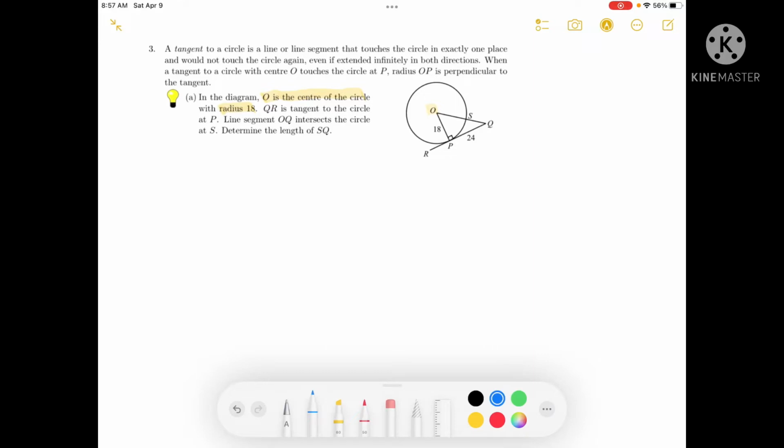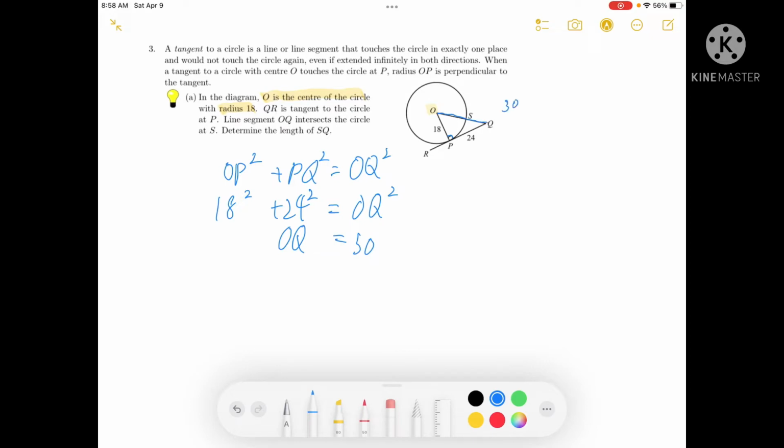We can see that OPQ is a right angle triangle, so we can use the Pythagorean Theorem. OP squared plus PQ squared is equal to OQ squared. So we have 18 squared plus 24 squared is equal to OQ squared. We can do the calculations. So OQ is equal to 30.